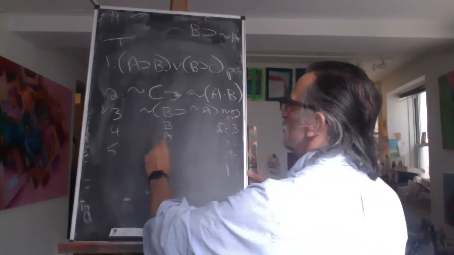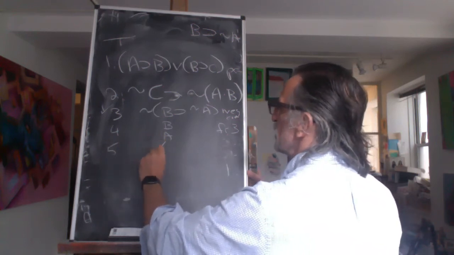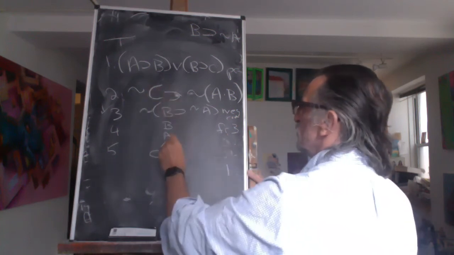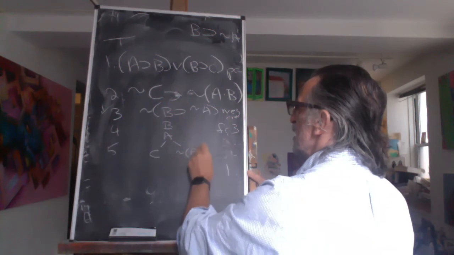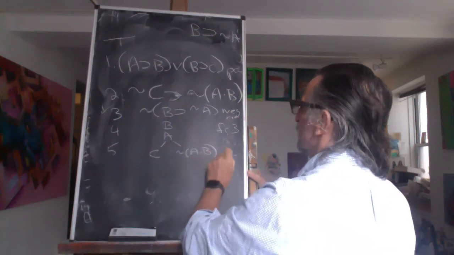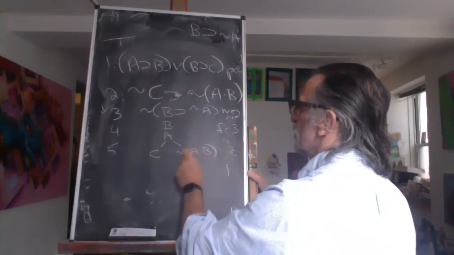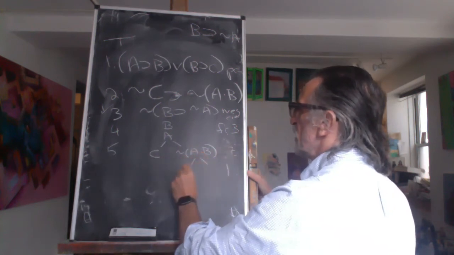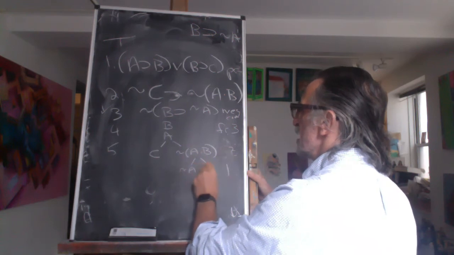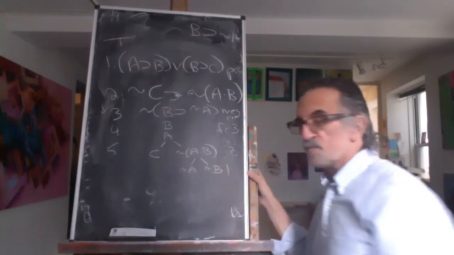So line 2, we negate the not C, we get C, and we have not A and B from line 2. And this we have to branch again to not A, not B.